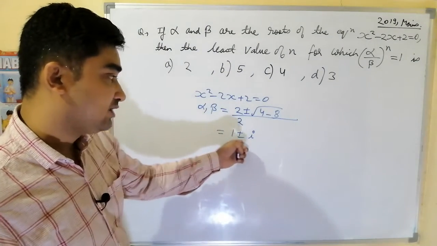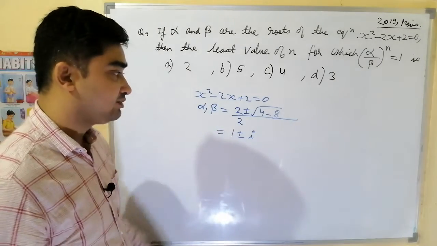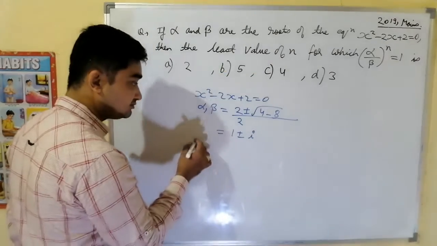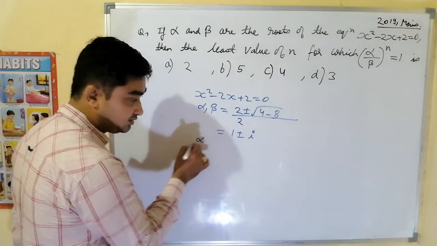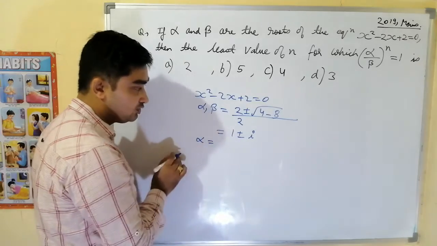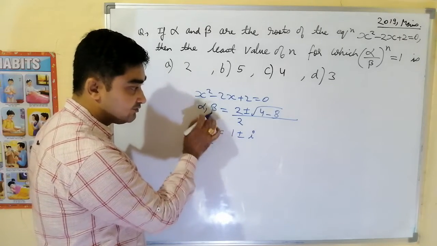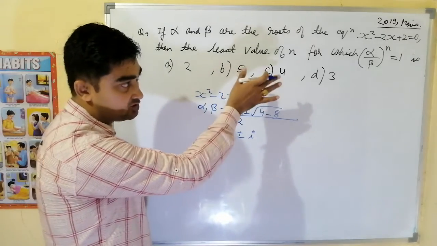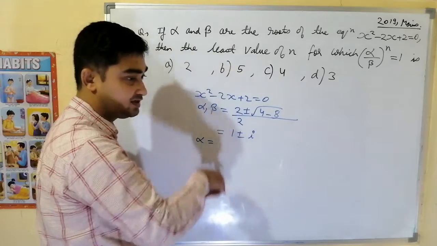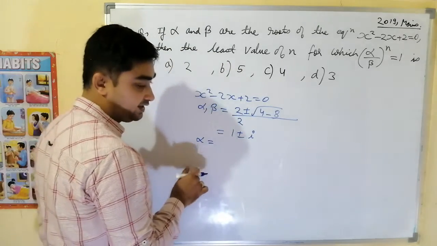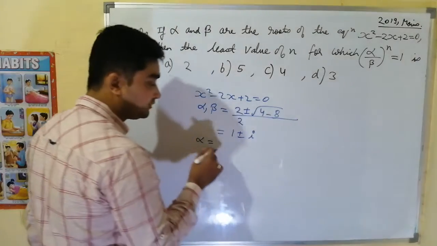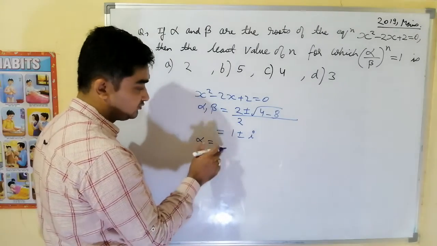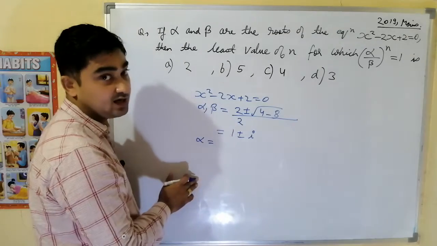Now alpha and beta are two complex numbers. Alpha is 1 plus iota, beta is 1 minus iota. Can we write alpha and beta in the Euler form? Yes, we can. We can assume any one as alpha, and the other one will become beta, because we cannot say separately which one is alpha and which is beta. So for this problem, let us assume alpha is 1 plus iota.